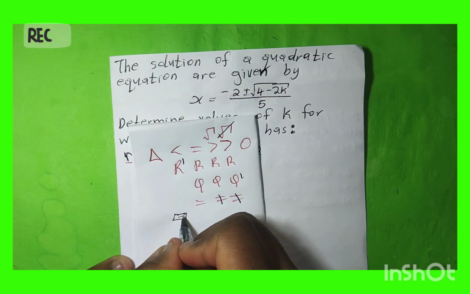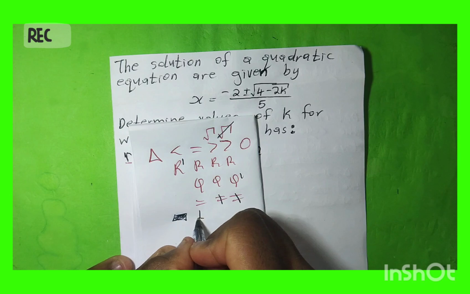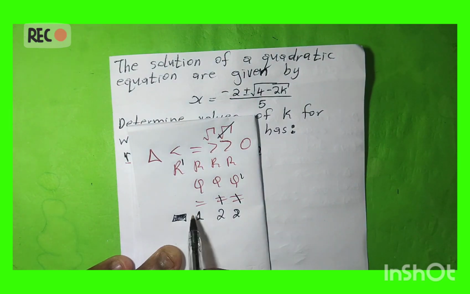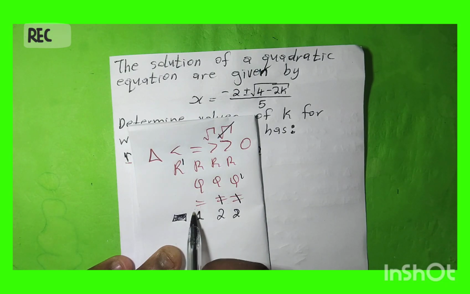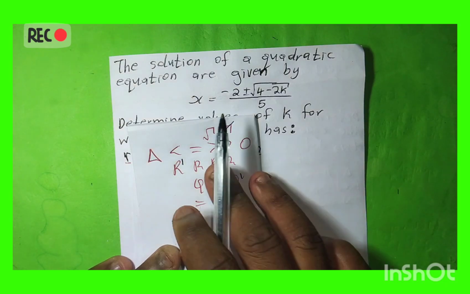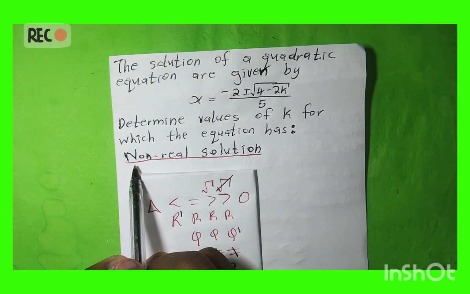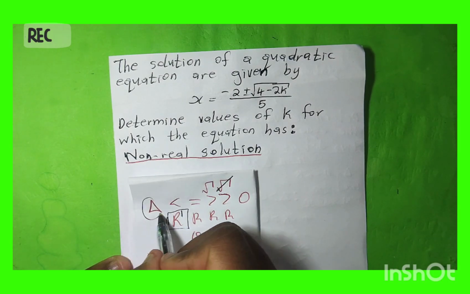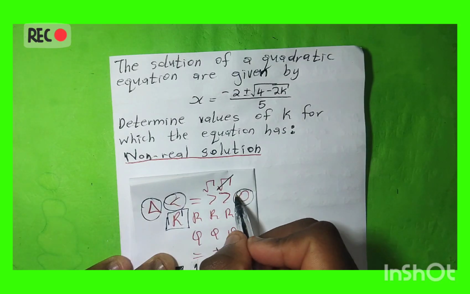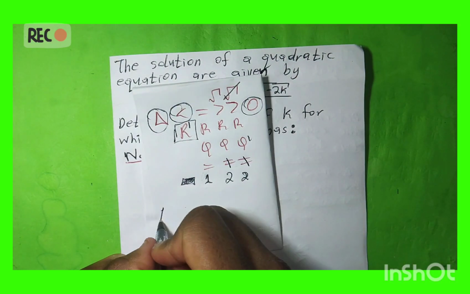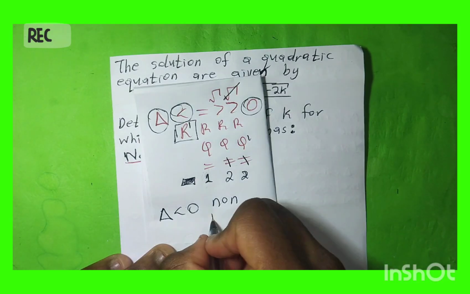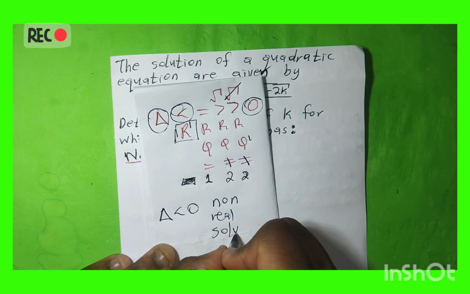Remember this: when it's undefined, you got only one solution. Here you got two solutions which are different. Here you got two solutions but they are the same, so we take it as one solution. But this question, guys, needs non-real solutions, meaning it's when the delta is less than 0. So when the delta is less than 0, I'll get non-real solutions.